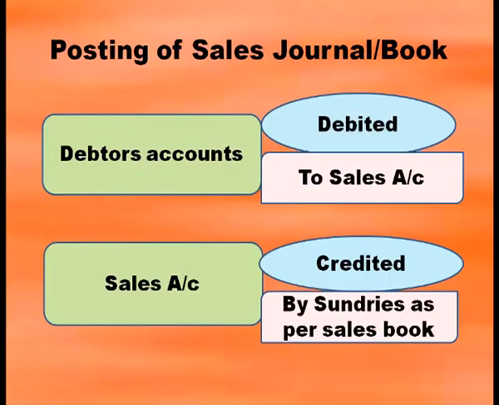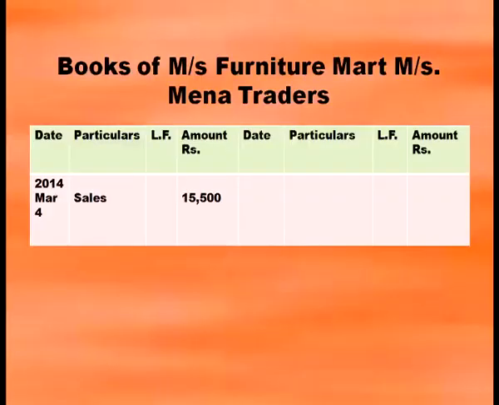So, you have to post these details from the sales book. Which are the two main accounts to which you have to post? You have to post to the debtors account and to the sales account. The debtors account is debited with 'to sales account' and the sales account is credited with 'by sundries as per sales book'. That is, in the debtors account, in the particulars column, you will write on the debit side 'to sales account'. In the sales account, on the credit side, you will write in the particulars column 'by sundries as per sales book'. So, here are the debtors. Books of Messrs. Furniture Mart, Messrs. Meena Traders.